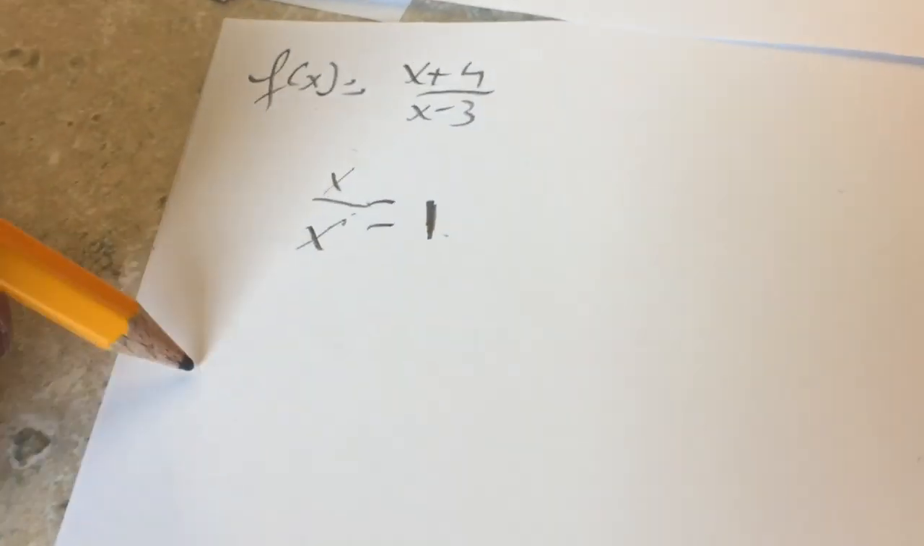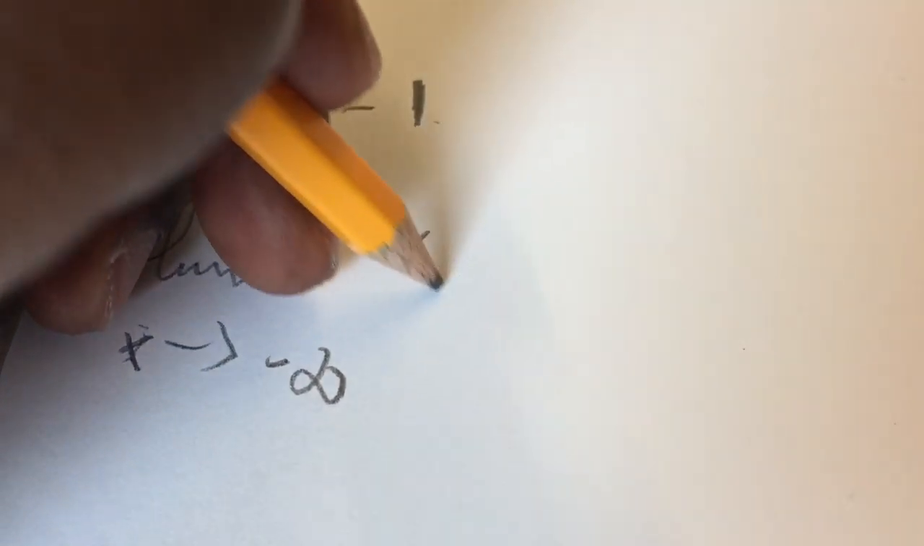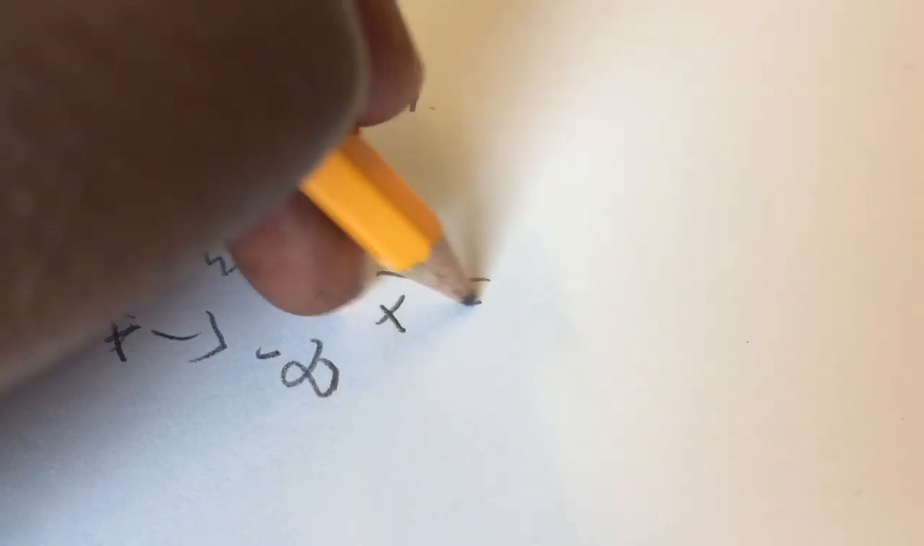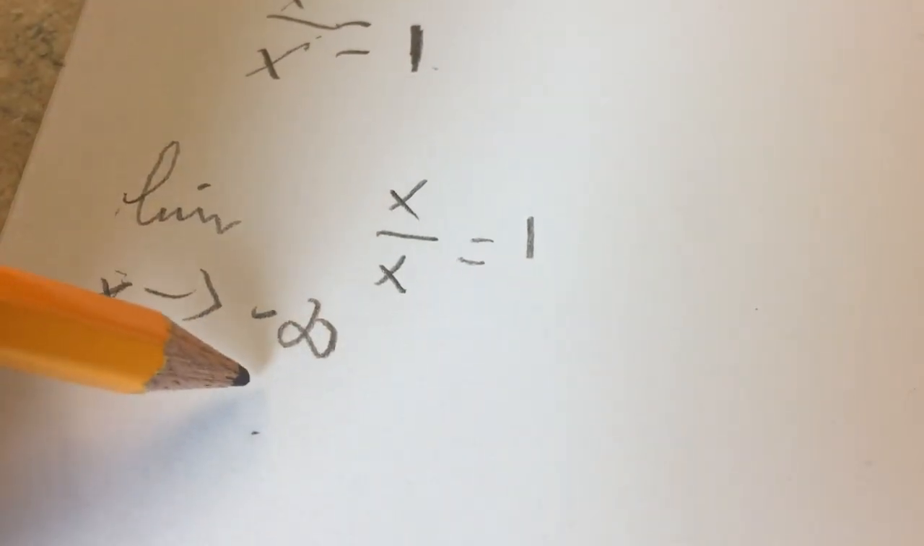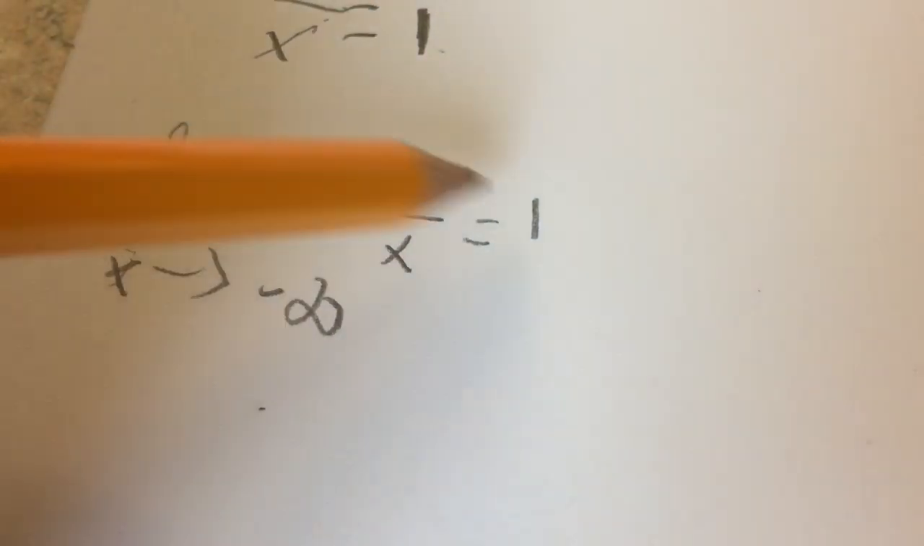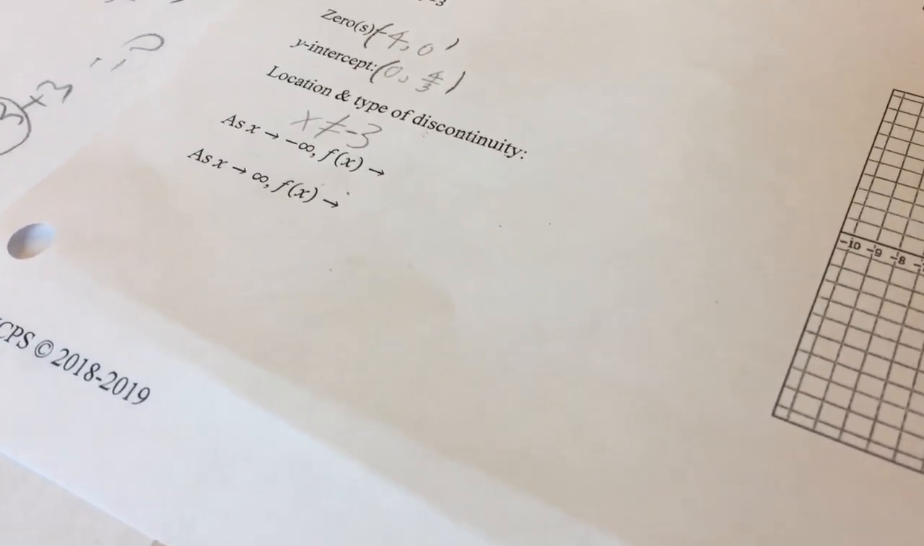Now, to find the limit of this function, you're doing this: limit as x approaches infinity, negative infinity, of x over x, which is 1. Meaning, no matter how far you go, it'll always be 1. So that'll be the limit. That will be your horizontal asymptote. So for this, y equals 1. For the first one, it'll be y equals 1 too.